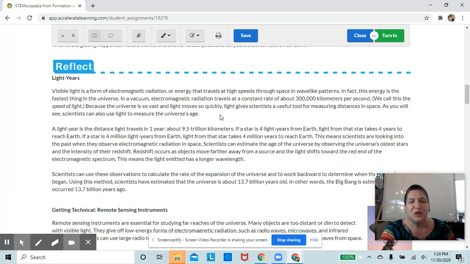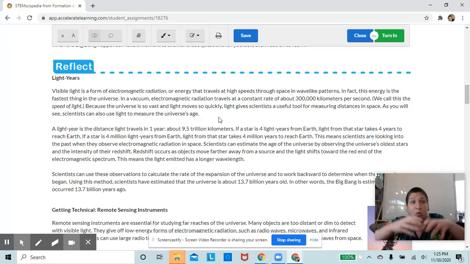Because the universe is so vast and light moves so quickly, light gives scientists a useful tool for measuring distance in space. So basically, it's like this. You're not going to get a really long ruler to see how far it is from here to the edge of the universe. You can't, obviously, right? So how do we measure it? It's so huge, even the distance between here and, like, Betelgeuse, the star, to say how many kilometers or miles is just ridiculous. The numbers would be too huge.